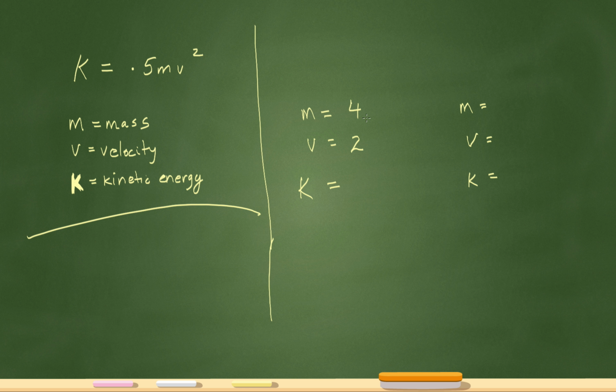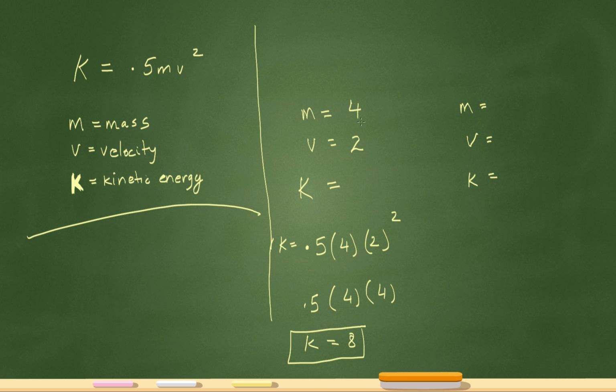Now, based on m being 4 and v being 2, let's calculate the kinetic energy. So that'll be 0.5 times 4 and then 2 squared. All I've done is replace the m with the 4 in the formula and the v with the 2. So 2 squared is 4. Then I have 4 times 4 is 16, 16 times 0.5 is 8. So in the first scenario, based on these numbers that I made up, I got my kinetic energy to be 8.